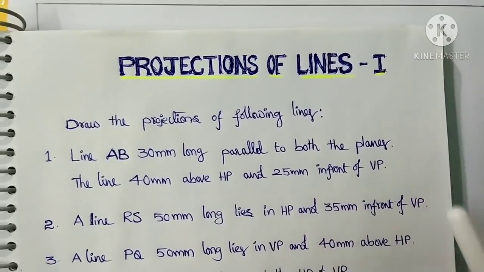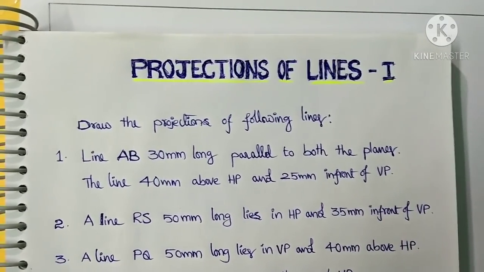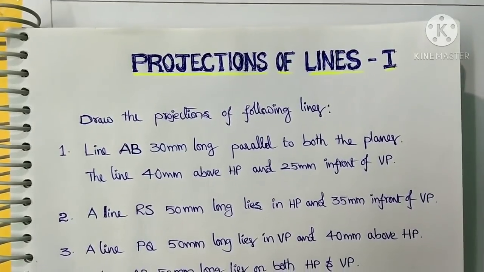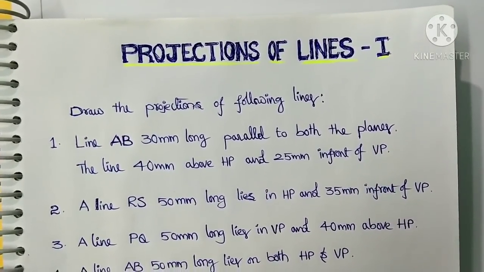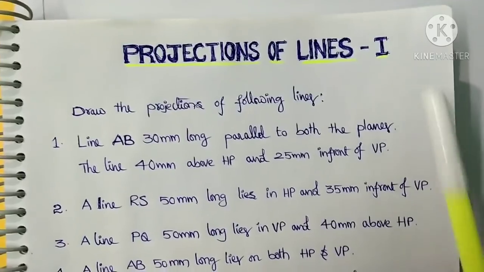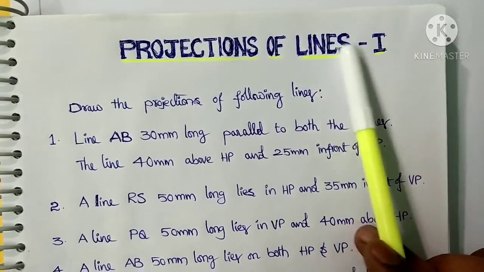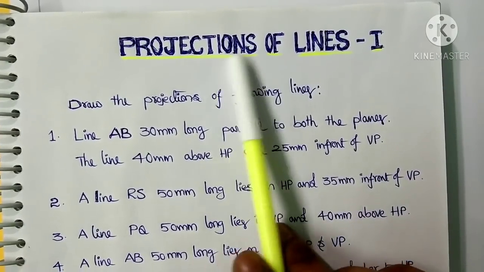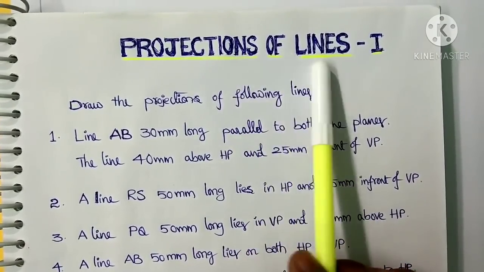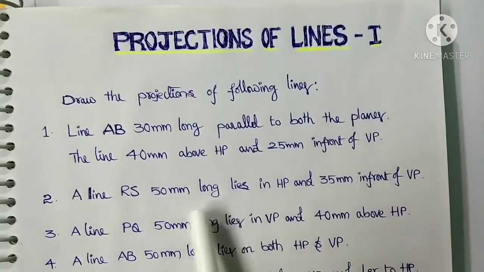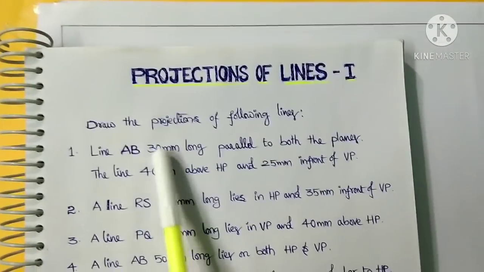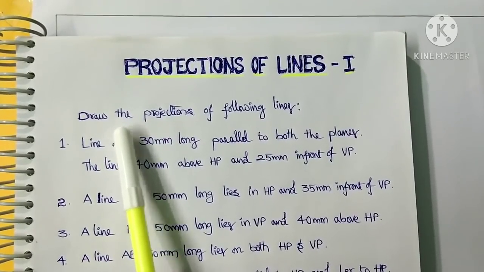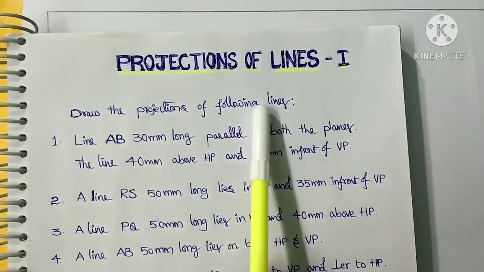So I have prepared 10 problems in this particular sheet. I think this is sheet number 6, projections of lines 1. That is the title of this particular sheet. So you have to write this particular name in the title box, projections of lines 1. So here, problem number 1: draw the projections of the following lines.